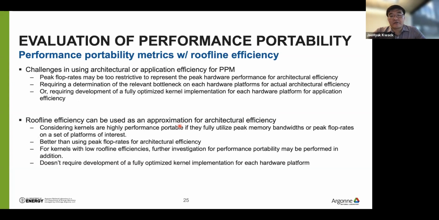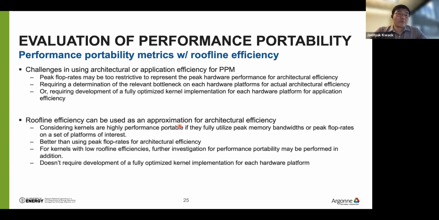So the reason is, for architecture efficiency, we may use the peak flop rate, but it will be very restrictive, because from our previous study in 2018, from the Roofline analysis, we saw a lot of kernels are not just compute bound, right? We saw several kernels are memory bound. So if you just use the peak flop rate for a memory bound kernel, that efficiency could be too low. So it is too restrictive.